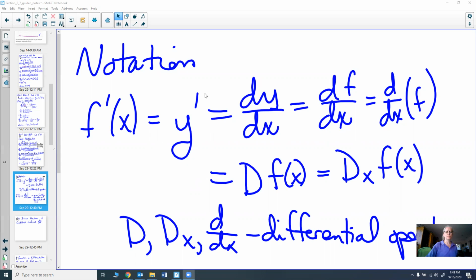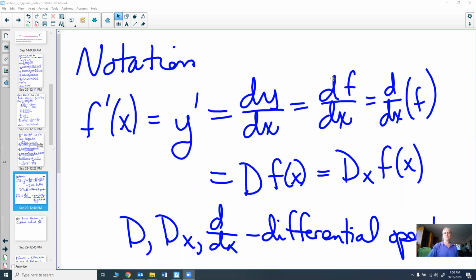Another notation that we also use besides the y prime and the f prime is this dy over dx. There's reasons we can use both of them. They are interchangeable. They mean the same thing. It's just what somebody feels like writing. If you like the f, you can write df dx instead.